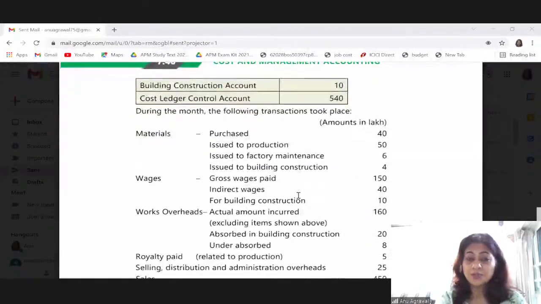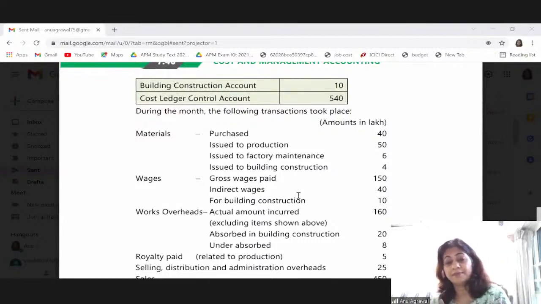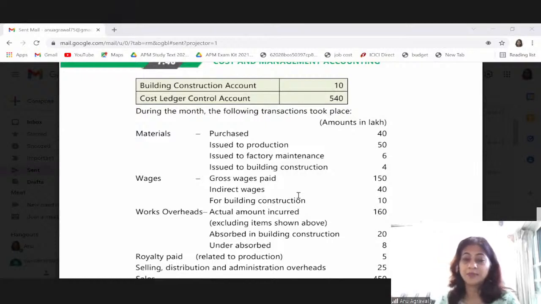So you just want to know about works overhead. Works overhead is 160. So the entry for works overhead would be works overhead control account debit to CLC 160. Then out of that 160, 20 is going to building construction. So it will be building construction account debit to works overhead.